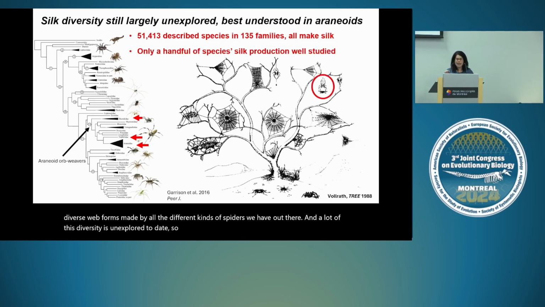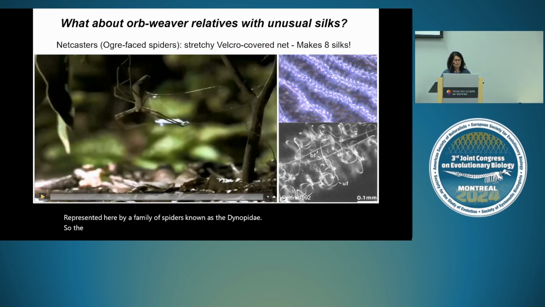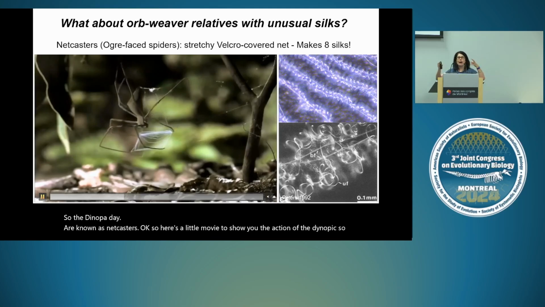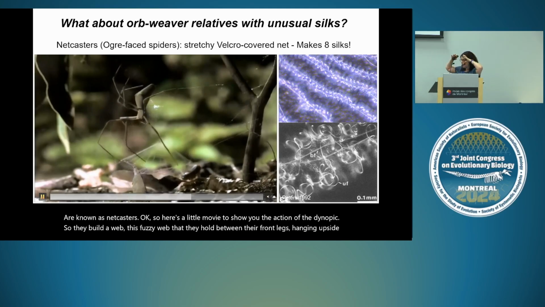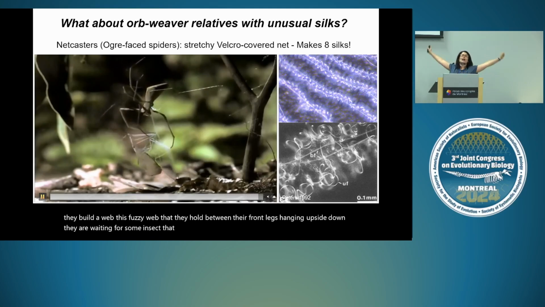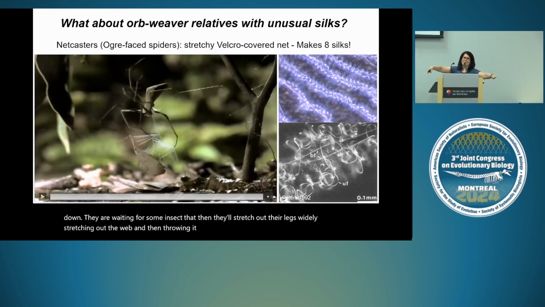So for today, I'm going to tell you a little story about one branch of the tree represented here by a family of spiders known as the Dinopidae. So the Dinopidae are known as netcasters. Okay, so here's a little movie to show you the action of the Dinopidae. So they build a web, this fuzzy web that they hold between their front legs, hanging upside down. They are waiting for some insect, then they'll stretch out their legs widely, stretching out the web, and then throwing it over their insect prey, okay?